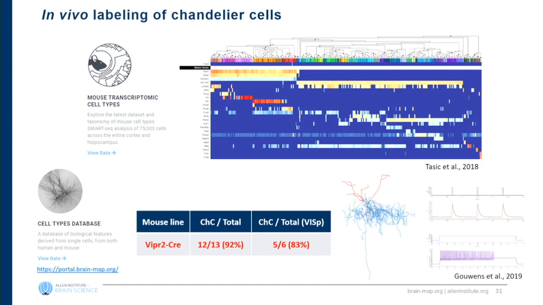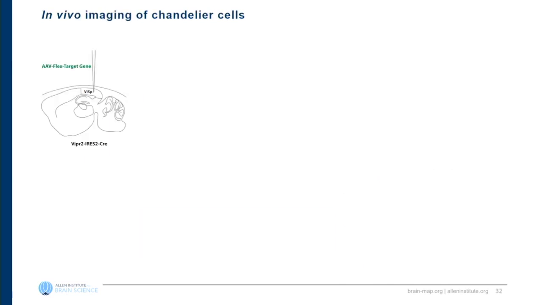And we made this mouse line, so it suddenly opens the door for all sorts of in vivo experiments you can do. The easiest strategy will be you just inject Cre-dependent whatever target gene into cortex of the Viper2 Cre mouse, and then you can label those cells and do whatever you want.